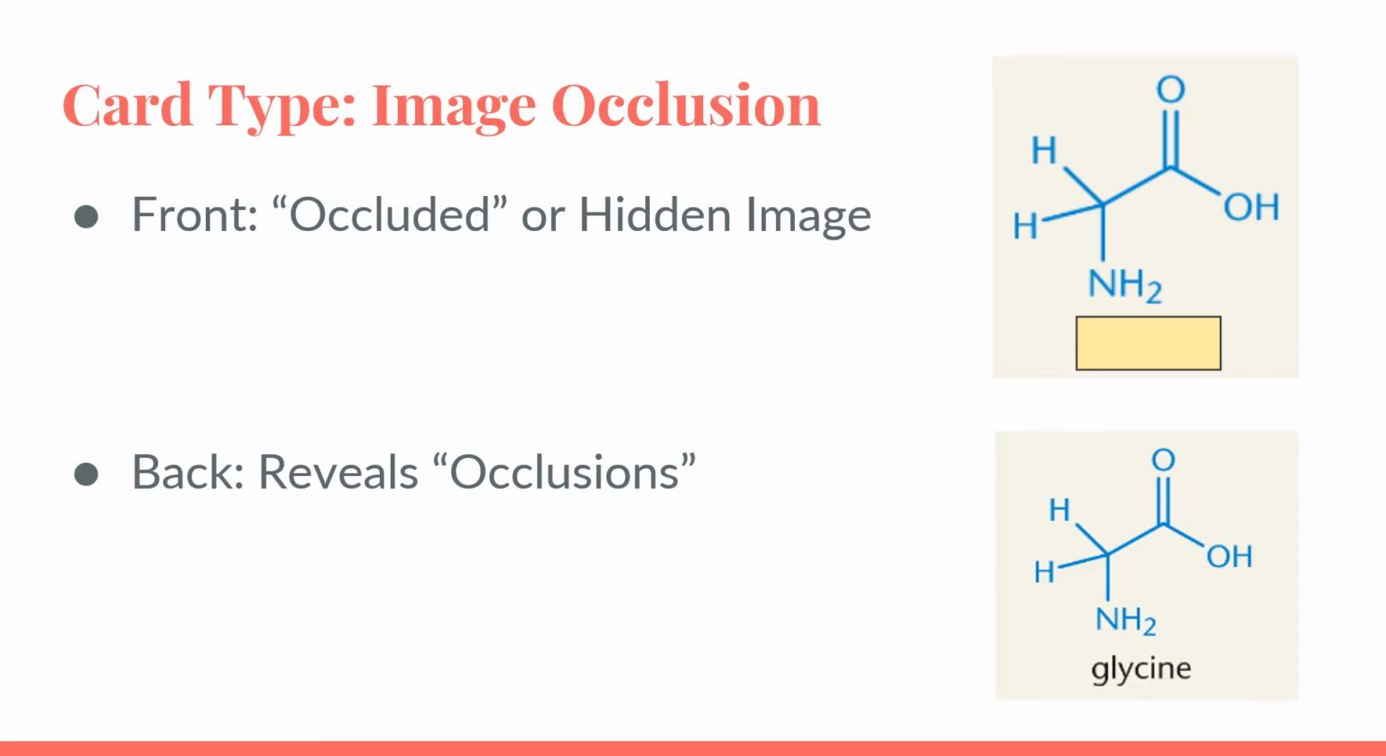While there isn't anatomy on the MCAT, there are many concepts that are represented in diagrams like metabolic pathways that are perfect for the image occlusion card type. You could even use it for learning equations and chemical structures.